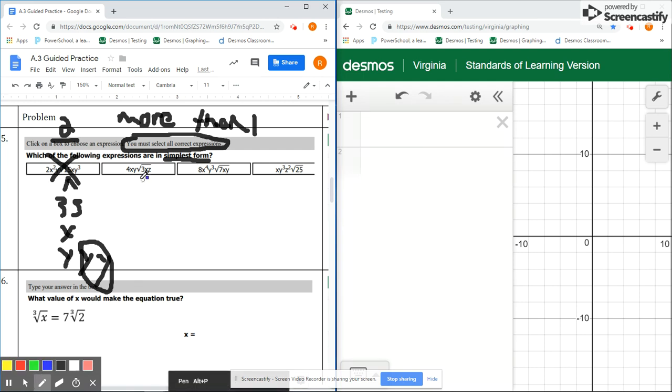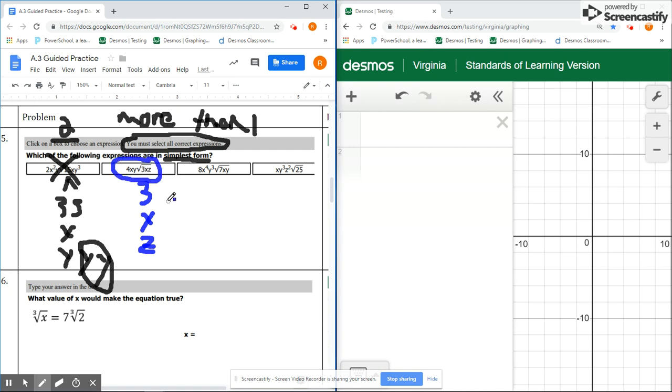Okay, let's try the second one here. On the inside, we have 3, which cannot be broken down. It's just a 3. And we have 1x, and we have 1z. Okay, there are no groups of 2 here. We cannot pull out a group of 2. So this is in simplest form. We cannot break it down anymore. No more groups of 2. All right, so that's an answer choice. But we must select all correct answers, so we got to check every choice here.